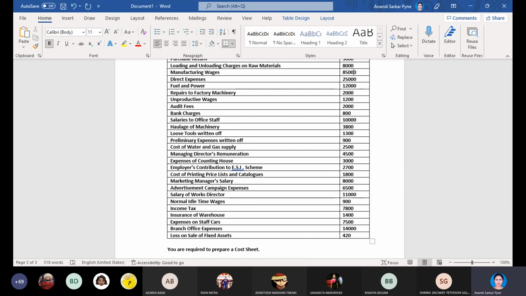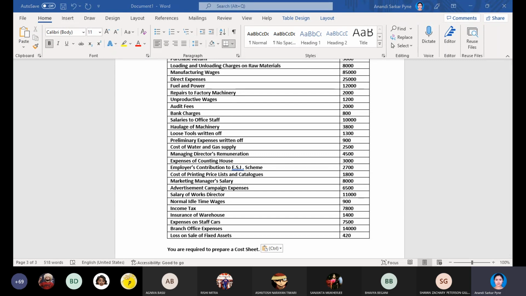Cost of printing price list and catalogs. This is printing charges and advertisement related things. So selling and distribution. You will show this catalog to the suppliers. So yes, this is selling and distribution. Marketing manager's salary, selling and administrative. Salary of works director, works means production director, will go to factory overhead. Normal idle time wages will go to factory overhead.